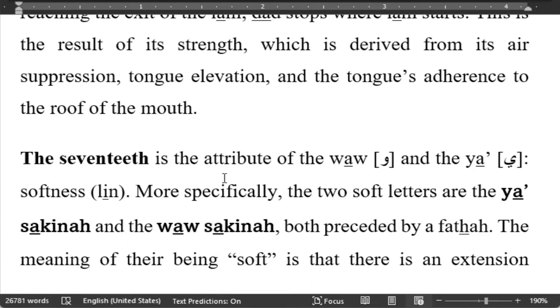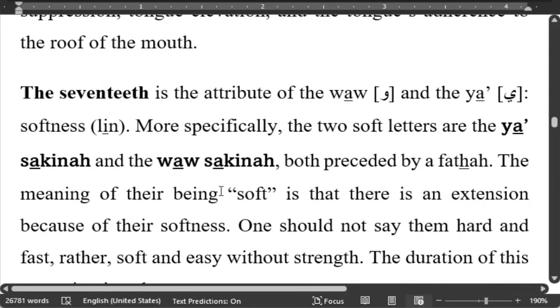Wadduha. It doesn't stop the sound. You can still hear the sound. Wadduha. Waladdallin. But it does suppress the air. Wadduha. So that makes it a stronger letter. Also has tongue elevation. Wadduha. And it has sticking to the roof of the mouth. Wadduha.